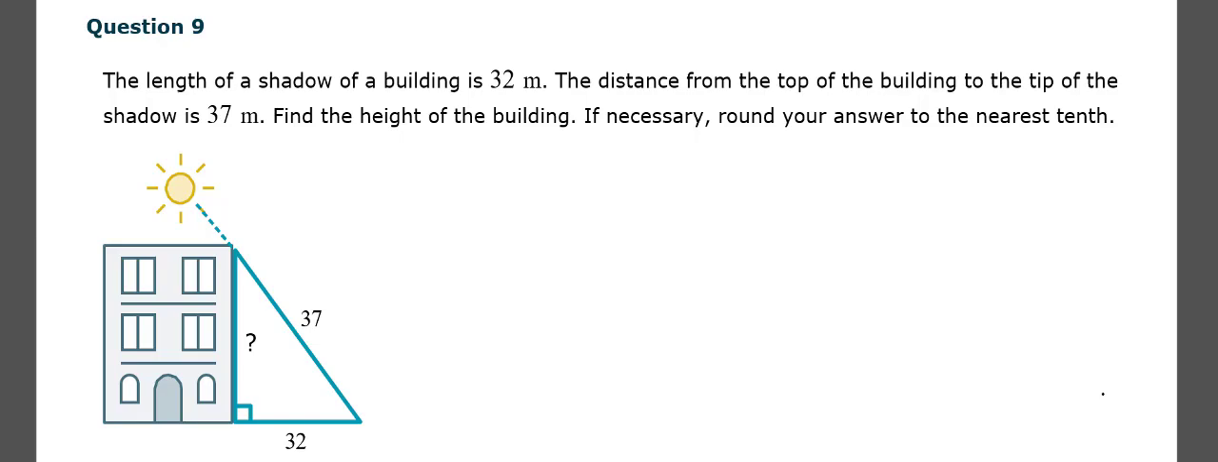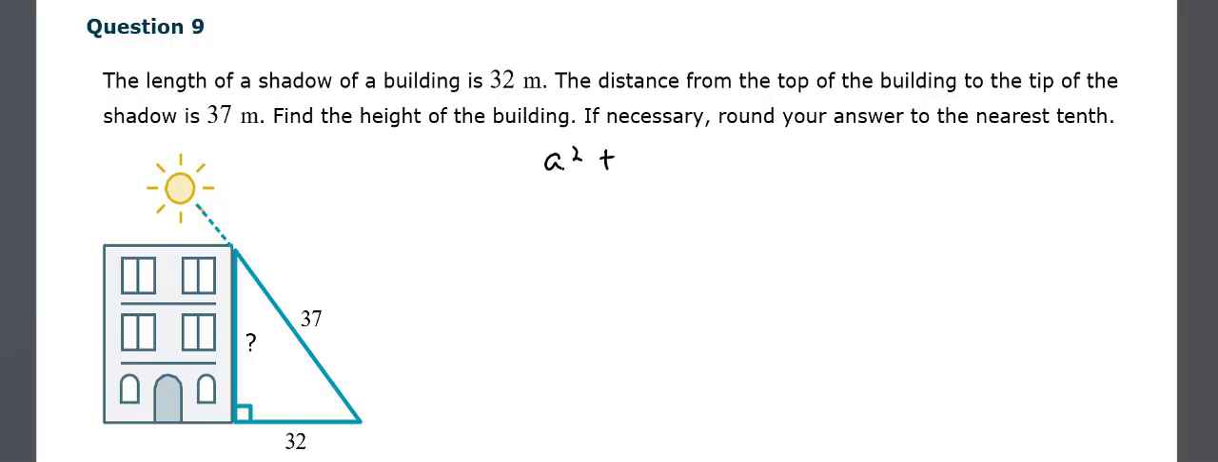The length of a shadow of a building is 32 meters. The distance from the top of the building to the tip of the shadow is 37 meters. Find the height of the building. So again, we're using the Pythagorean theorem since we're dealing with a right triangle.